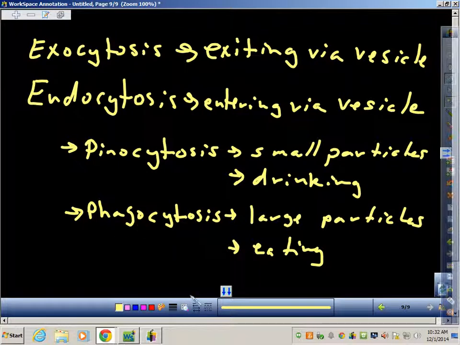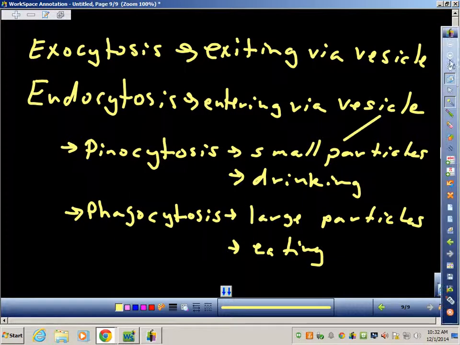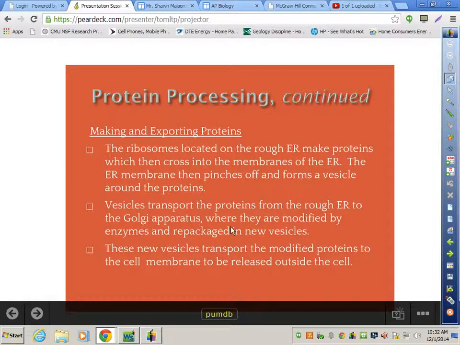Yes? Golgi apparatus? Yes, ma'am. Yep. Did you guys get all that?